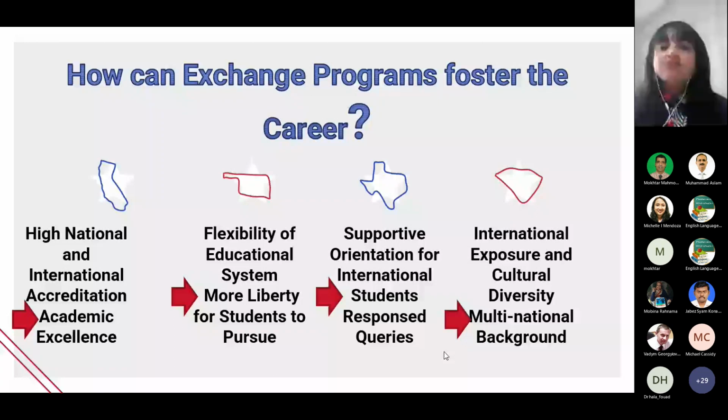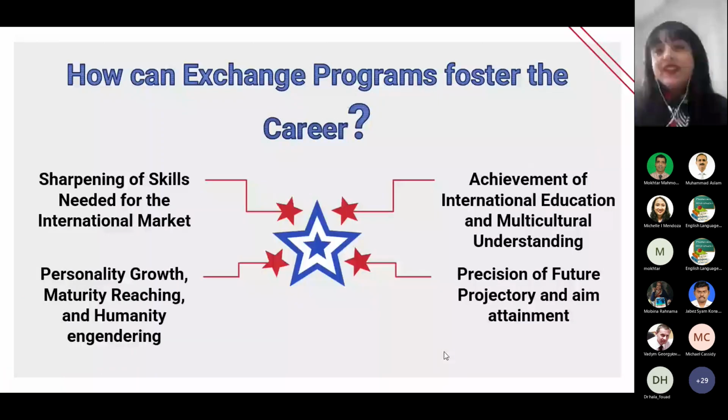The other four benefits of exchange programs are the sharpening of skills needed for the international market, personal growth and reaching maturity, the engendering of humanity, the achievement of international education and multicultural understanding, and lastly, the precision of future trajectory and aim attainment.